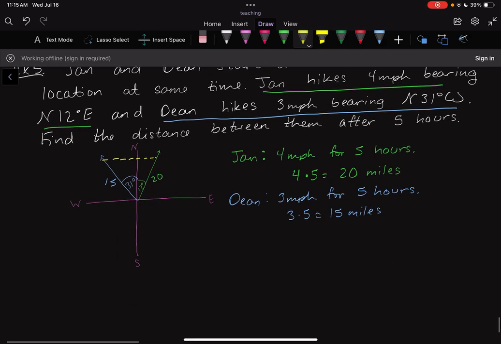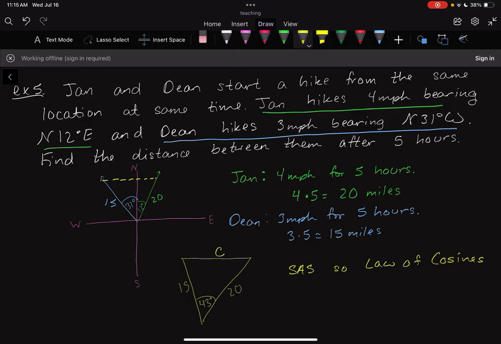And so from here, you have everything you need for your triangle. We have 15, 20, and then this angle inside here would be 43 if I add them together. So this is the triangle where you're trying to find the side opposite the 43. So it's side-angle-side, and you're going to use law of cosines. Now I'm not going to finish this one out. I just wanted to help you set it up because it's one of the homework questions I've seen that I think you could use a little help on.